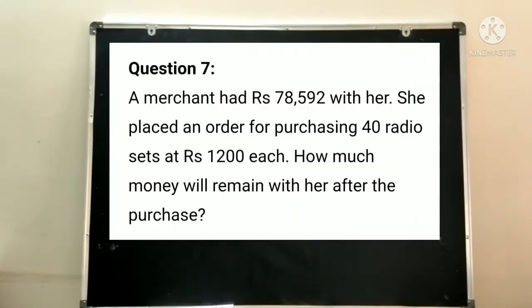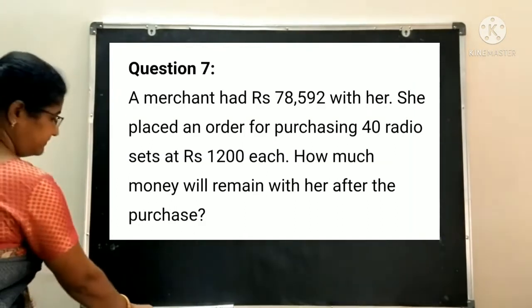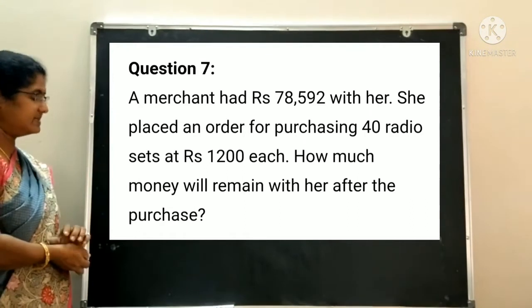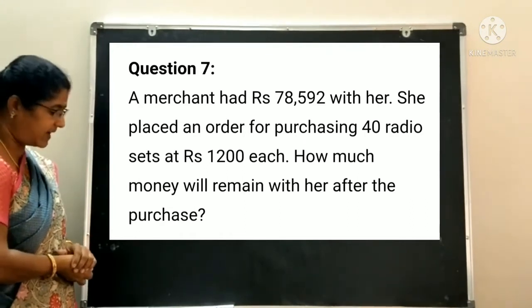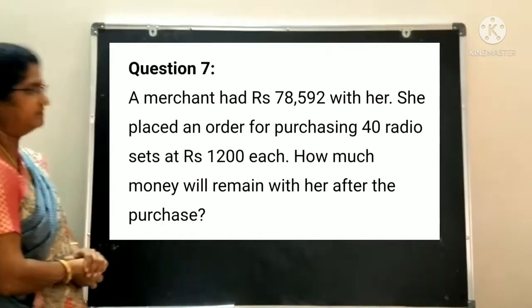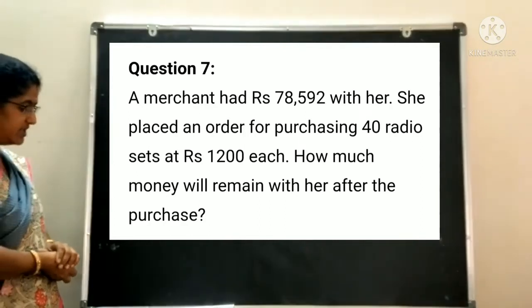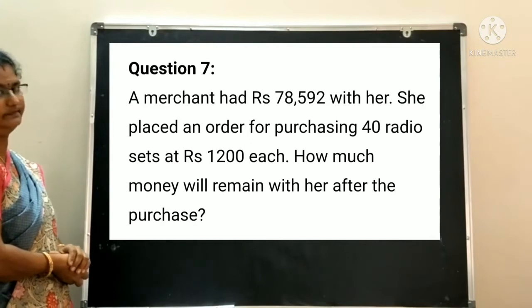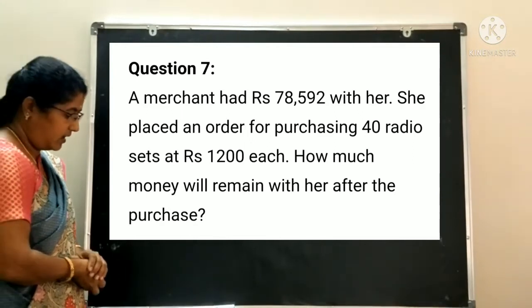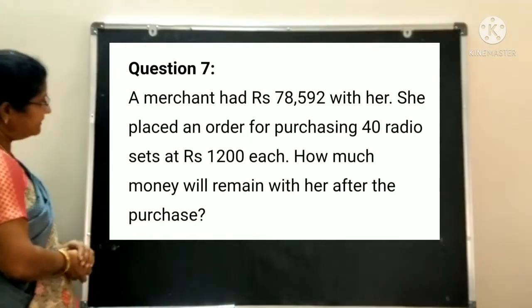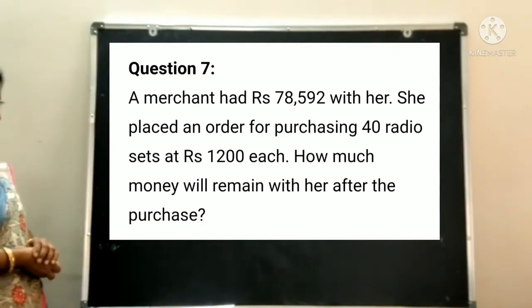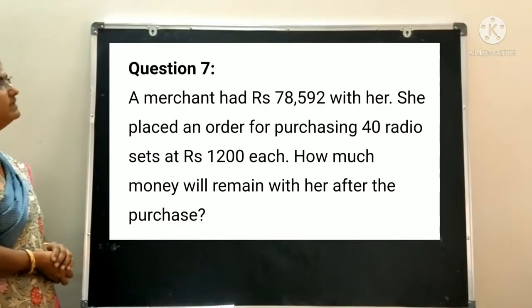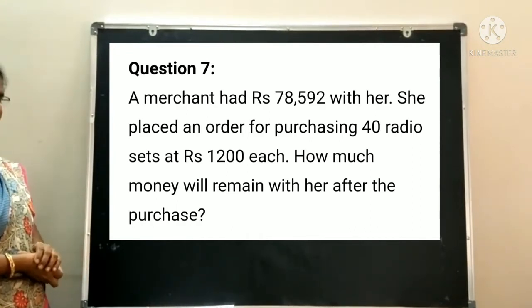Next question, question number 7. A merchant had rupees 78,592 with her. She placed an order for purchasing 40 radio sets at rupees 1,200 each. How much money will remain with her after she purchases?